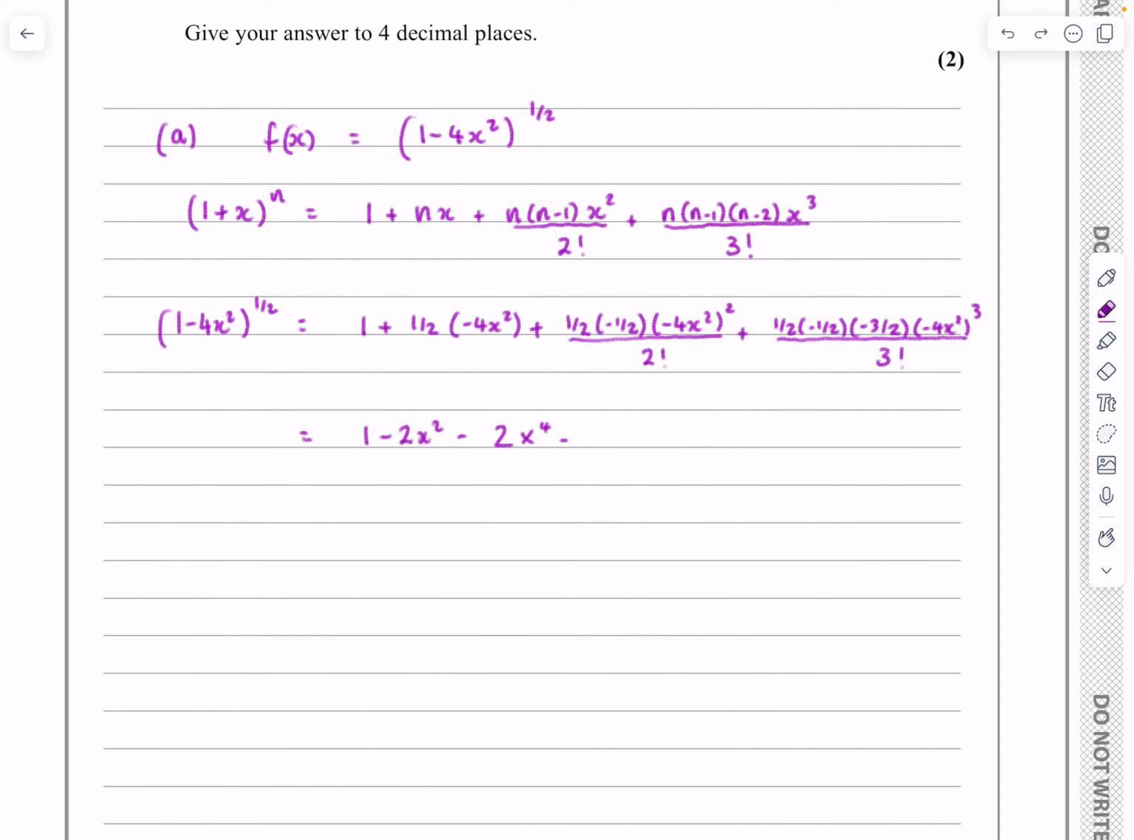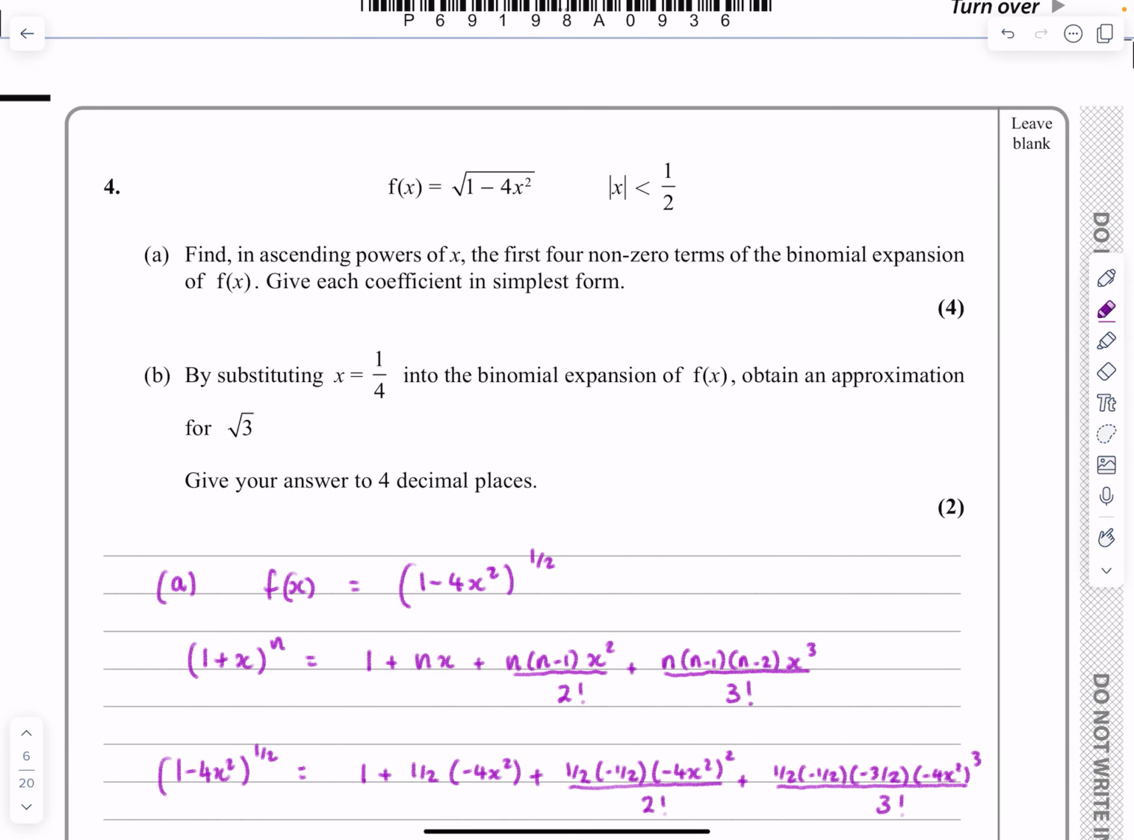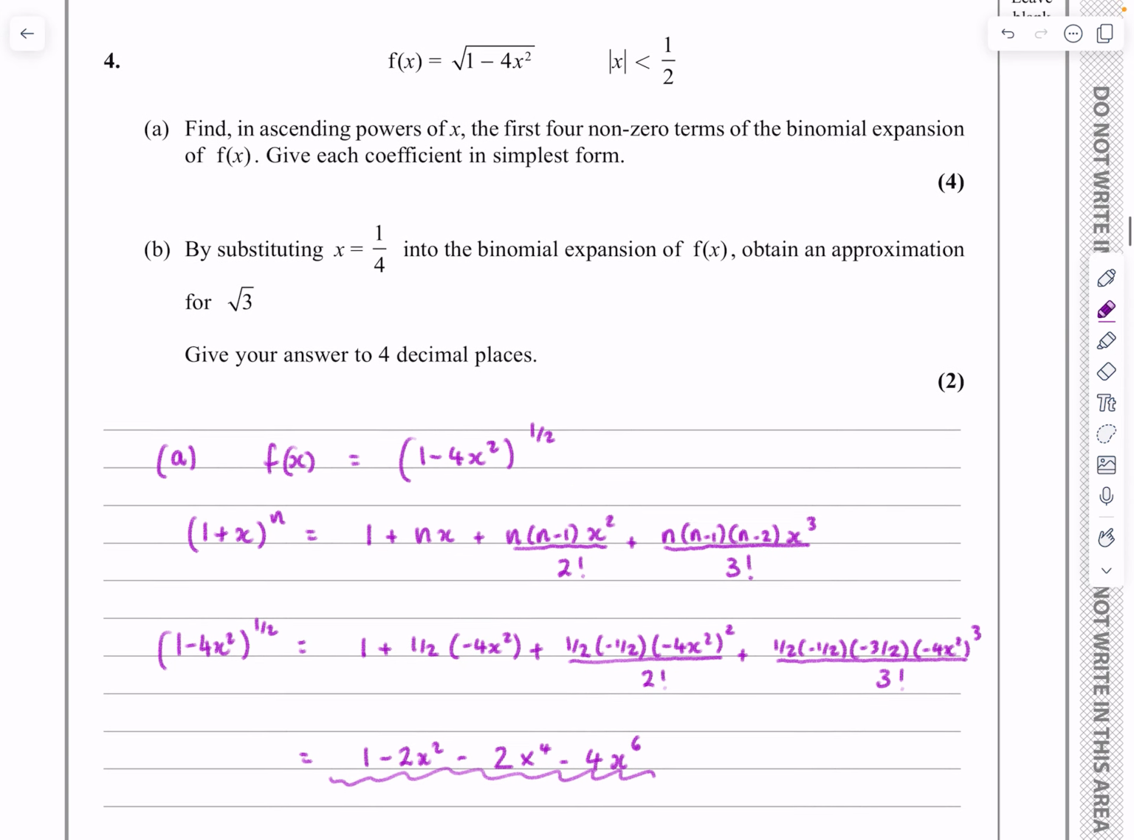You've got half times 3 over 2. Then you've got 4 cubed, and you've got divided by 3 factorial, which is divided by 6. That number all works out to be 4 there. And the x is, you've got x squared cubed, so that's going to be x to the power 6 there. So part A, can you find in ascending powers, first 4 non-zero terms? Yeah, we've done that. So next part.